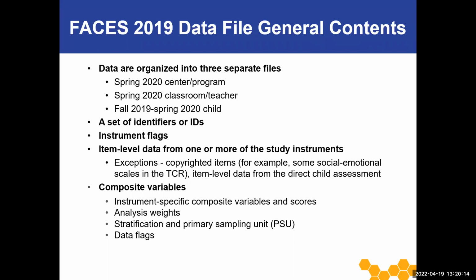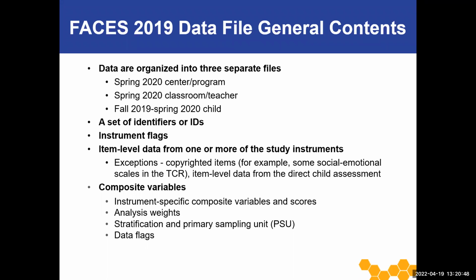And as the slide notes, there are some exceptions, and for those we provide composite variables. Each file includes composite variables and scores that were developed from responses to questions asked in the surveys. The child level file is unique because it includes assessment scores derived from the direct and indirect assessments and composite variables from all of the other data sources. So that file has composites for the parent, teacher, center director, and program director surveys.